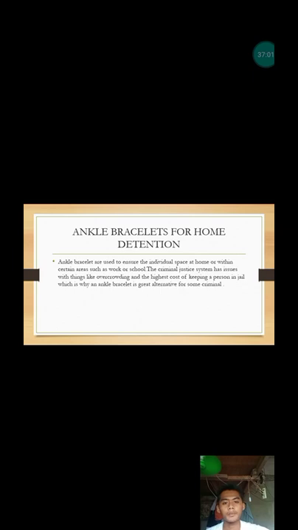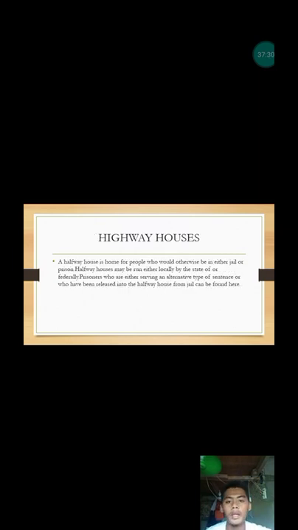So the ankle bracelet is usually used by law enforcement or the police for those they are arresting, especially for home detention. They use ankle bracelets for the person who's committing a crime. Halfway houses.